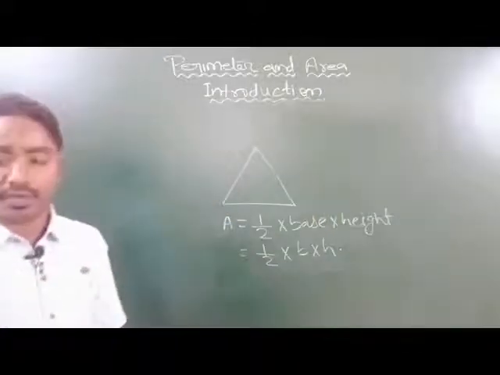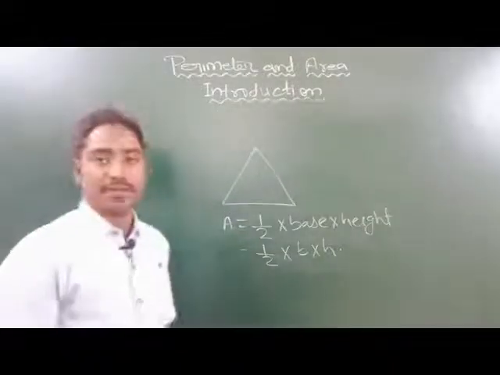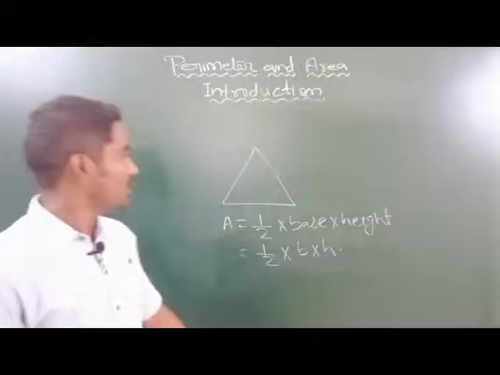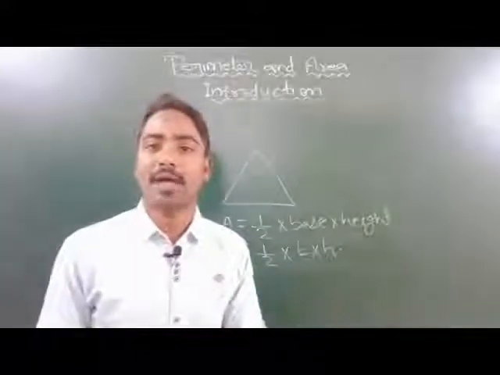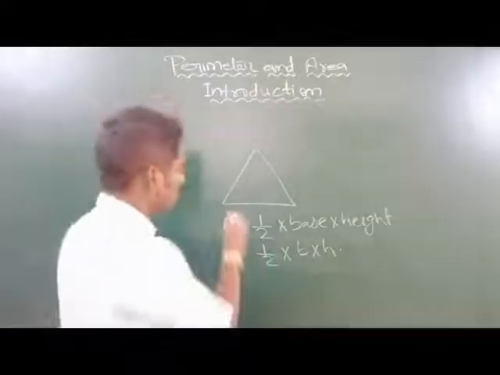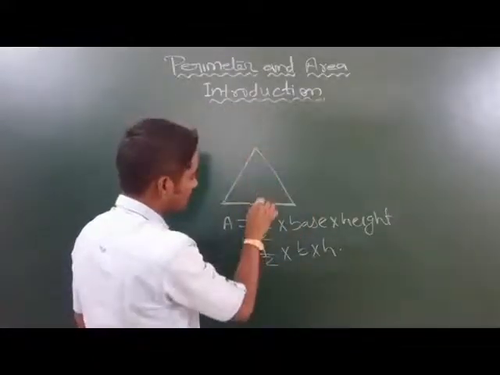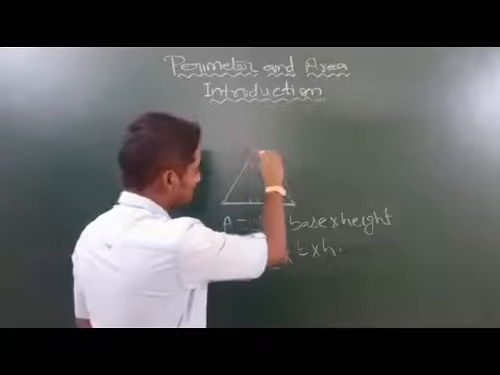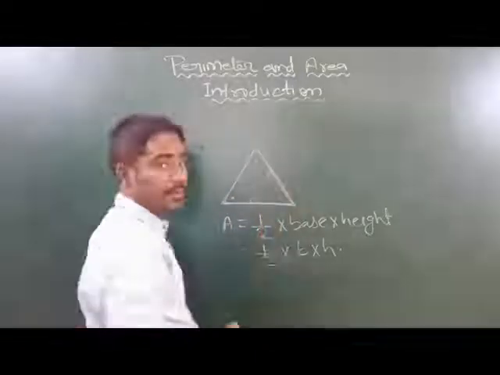You need not get confused. Here b is nothing but base, h is nothing but height. Here, students, we have different methods of drawing the height. Suppose this is the base of the triangle. Then height will be drawn from here, that is the perpendicular. Suppose this is the base, then height will be drawn from here, this is the perpendicular.